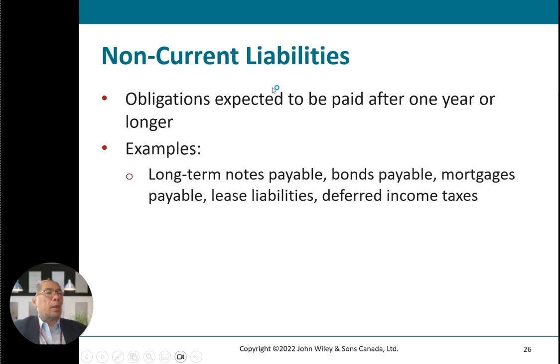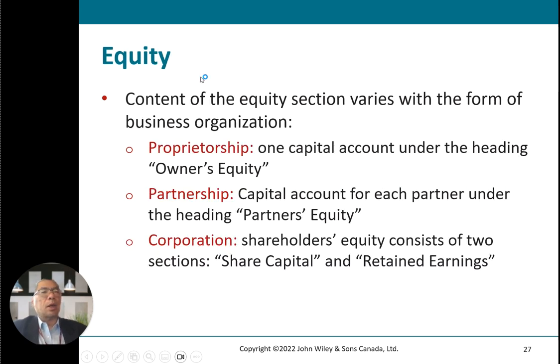Non-current liabilities are obligations that are expected to be paid after 1 year or longer. Examples include long-term notes payable, bonds payable, mortgages payable, lease liabilities, and deferred income tax. Okay, equity. What is equity?